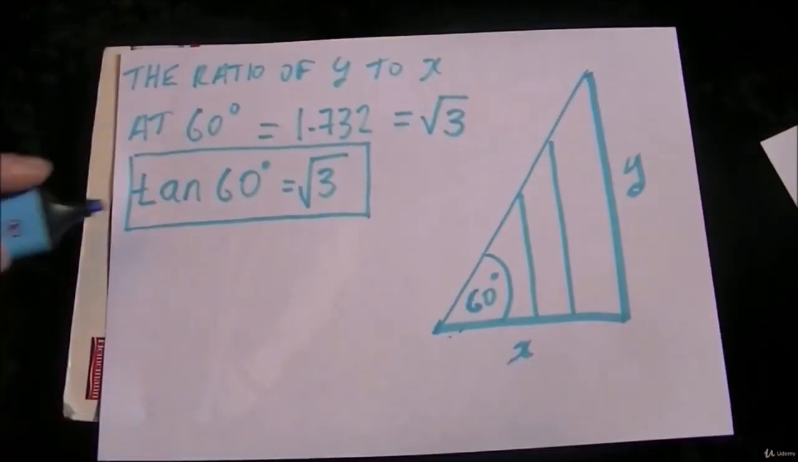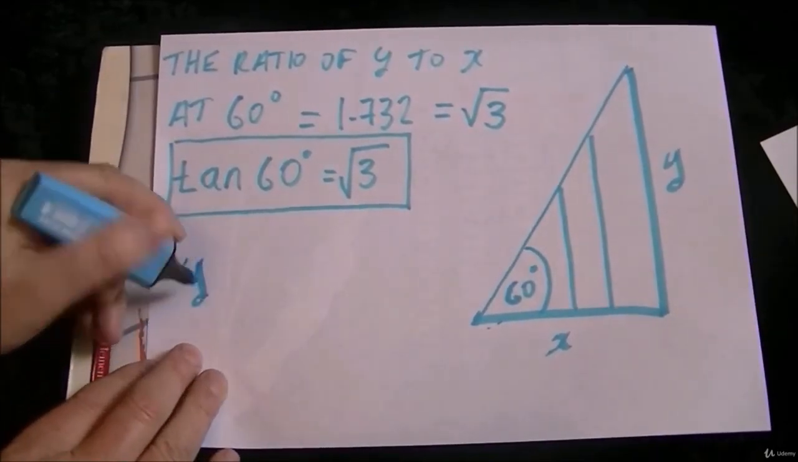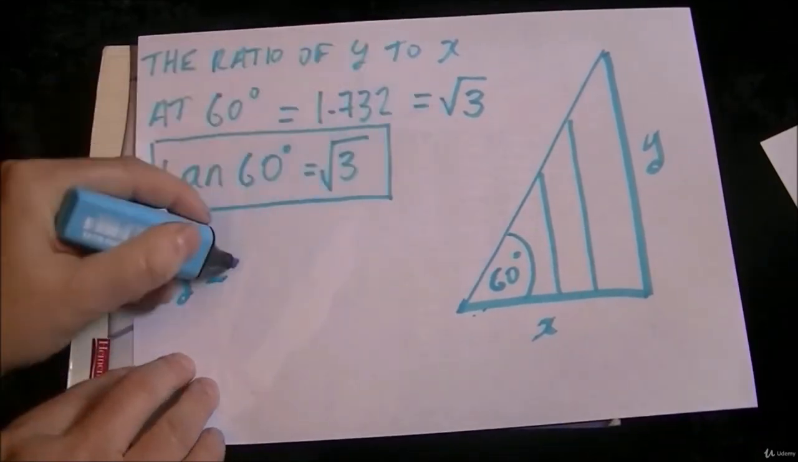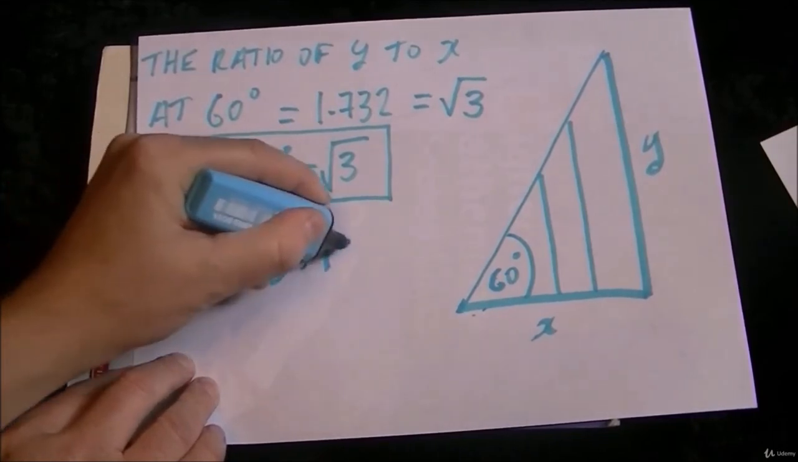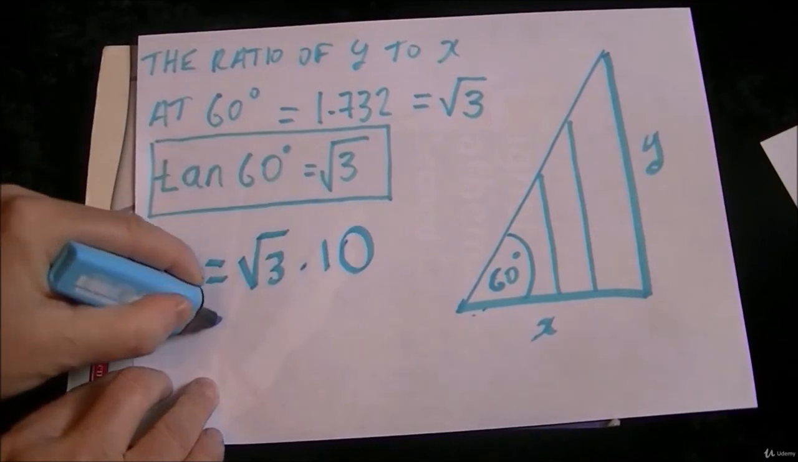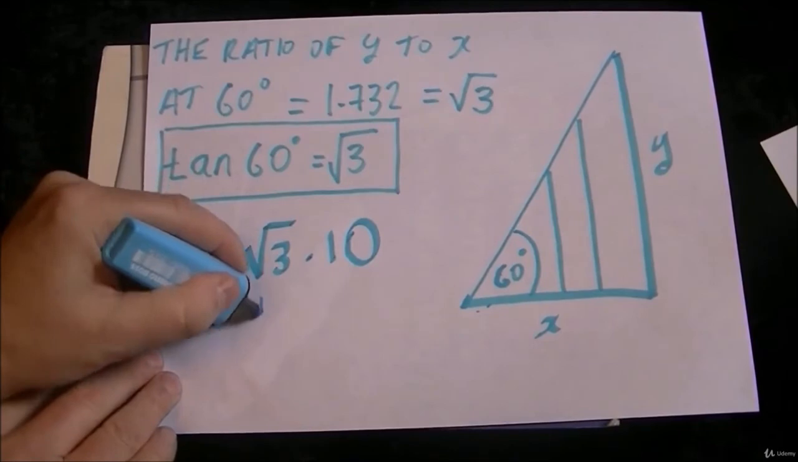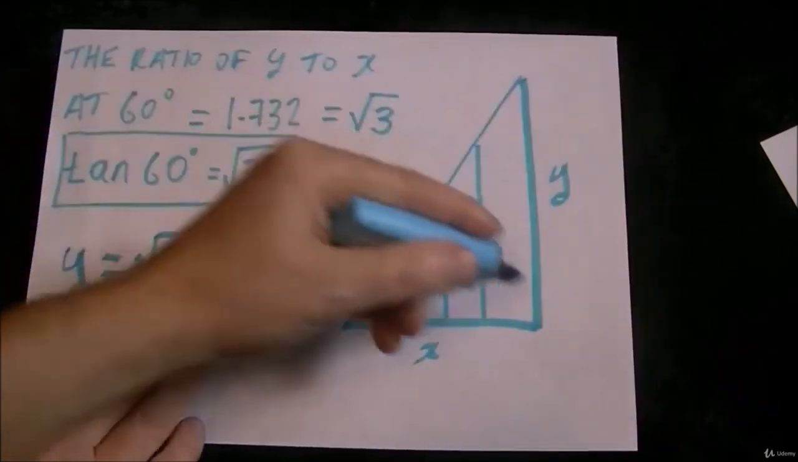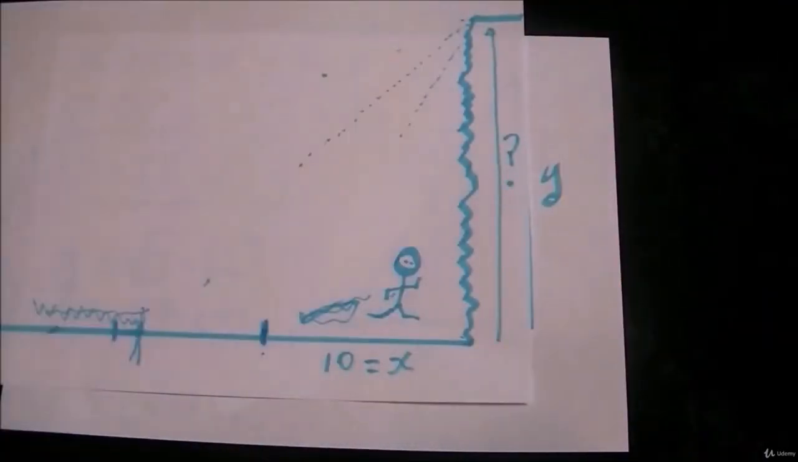So it means that we can then say that y is going to equal root 3 times 10, which is approximately equal to 17. So that's 17 centimetres, and that height there is 17 centimetres. If I measure up there, that height there is 17 centimetres.